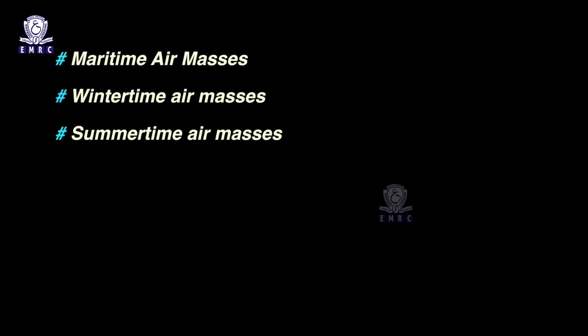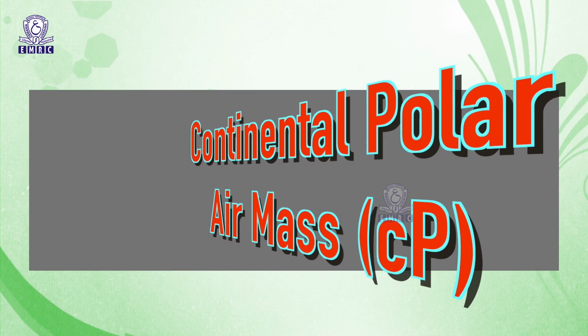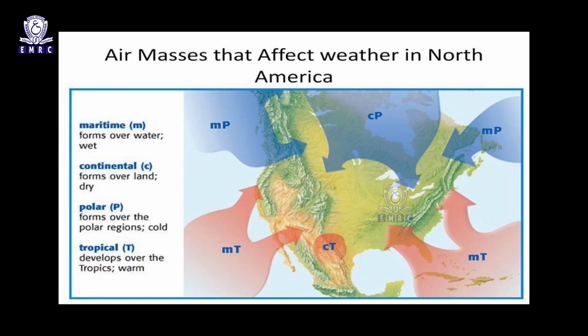Air masses of North America. In this article, we will discuss the wintertime and summertime air masses of North America. Wintertime air masses. Continental polar air mass. Continental polar air mass is cold, dry and stable, and originates over Canada and Alaska, while continental Arctic air masses originate over the Arctic Basin and the Greenland ice cap.